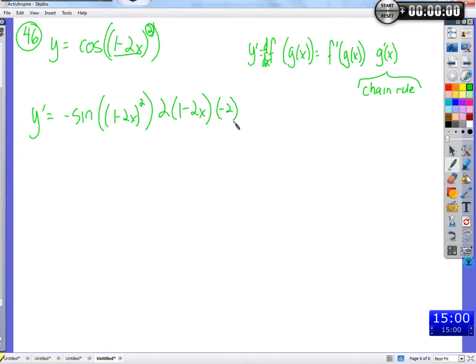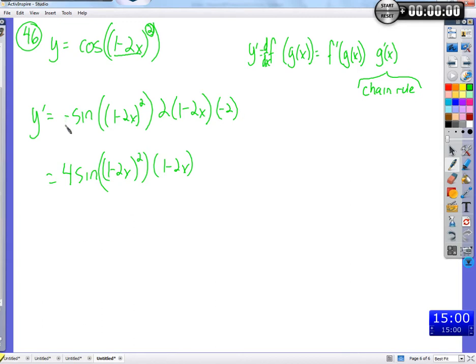Simplify. We've got, let's see, a negative 2 times a 2 times a negative sine. So what's 4 sine of 1 minus 2x squared times 1 minus 2x? Is it negative 4?